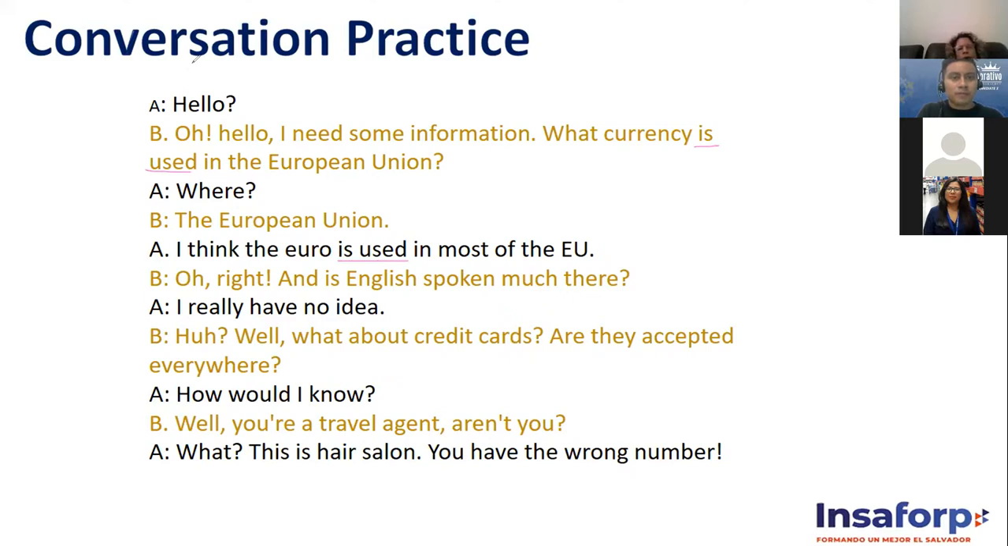Yes, all right. And is English spoken much there? Exactly, is English spoken? As you can see here, we say is English spoken. Now we have English in the middle, but why? That is because it's a question, okay? So instead of saying English is spoken, we just make a switch on the subject with the verb to be. So we say, is English spoken much there? Okay, good. What else? Is there any other construction here?